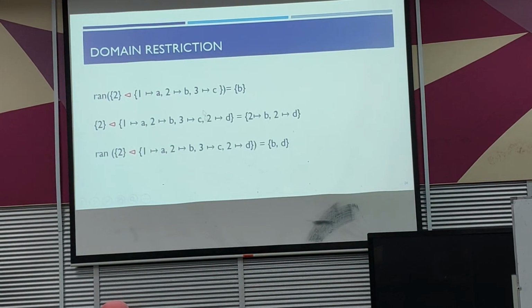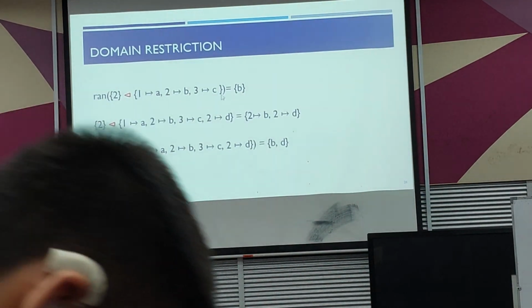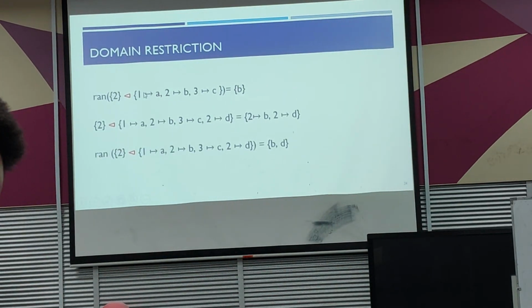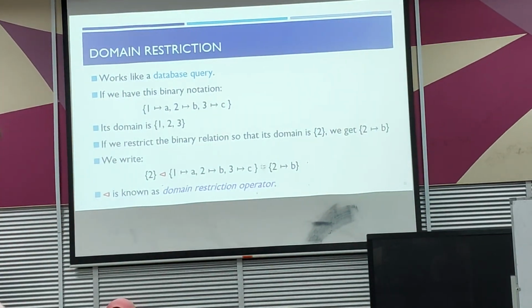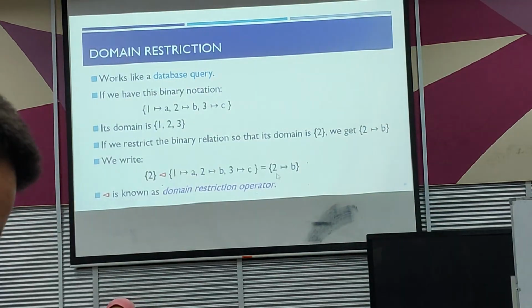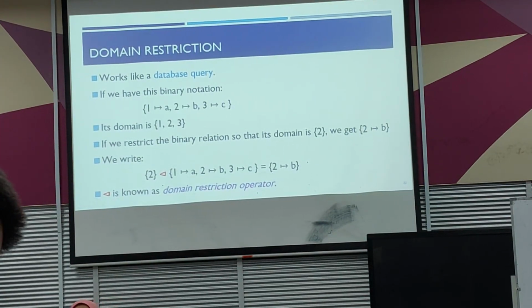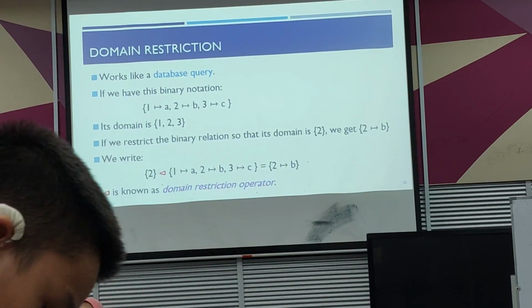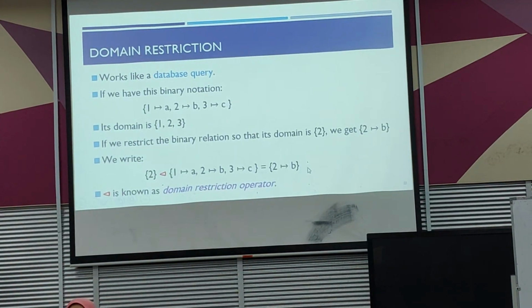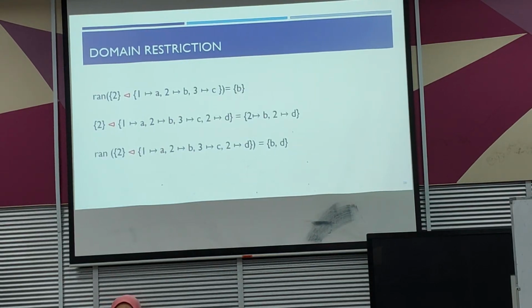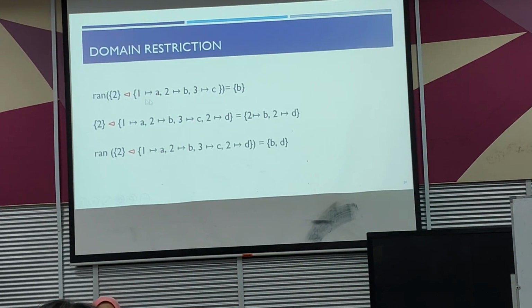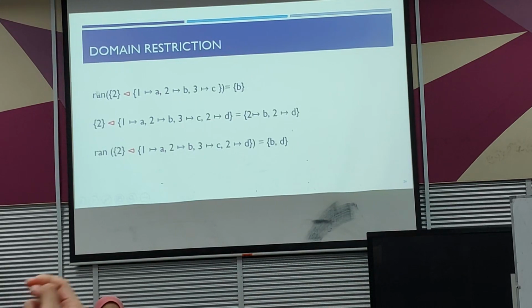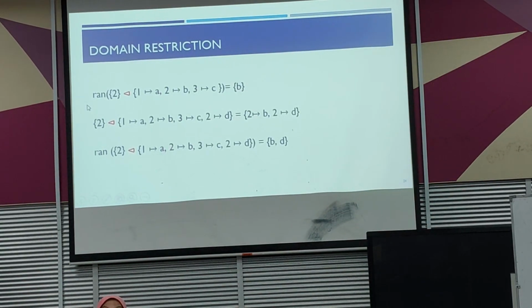I just want to show you something. This one I put ran in front. This is domain restriction, right? Just now the answer will be something like this: 2 maplet B. If you do this domain restriction, the answer is 2 maplet B. But sometimes you search ID and want to produce output as name only, not ID and name. So if you want to produce output as name only, you can put another domain or range in front here. If the name is the range, then you put ran in front. That is another way to show the result.